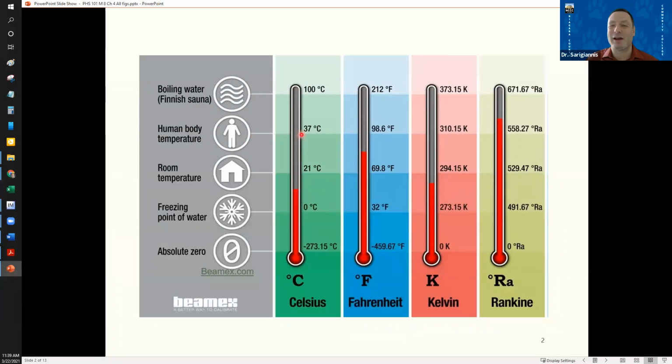Human body temperature is about 37 C, 98.6 Fahrenheit. These are the absolute temperatures. Room temperature, 21, almost 70 degrees Fahrenheit. Freezing point, and then absolute 0.